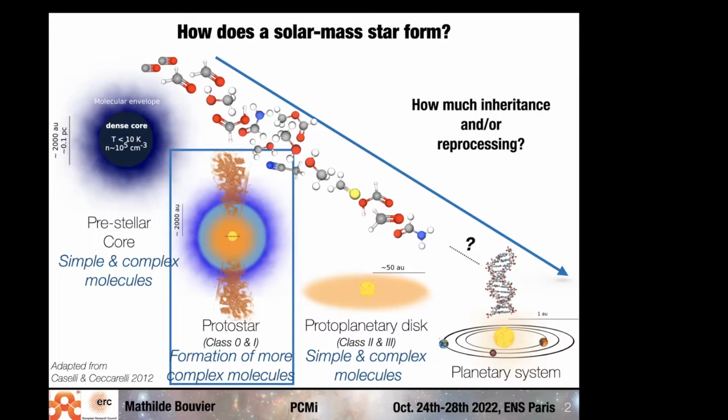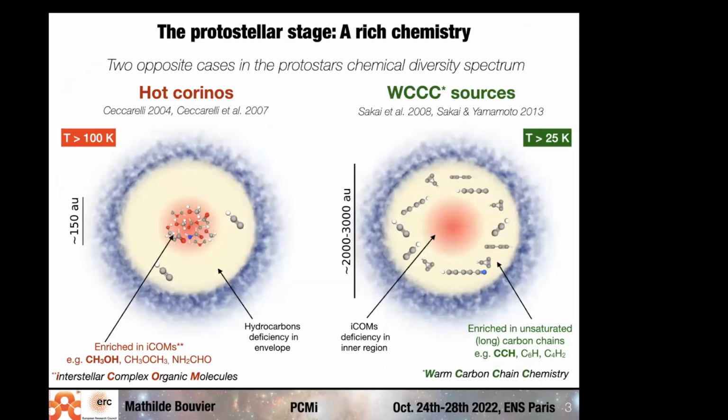So during my thesis and in this talk, I'm focusing on the protostellar stages. This is one important stage because this is where most complex molecules are formed. And in fact, this leads to a relatively rich chemistry. Not all protostars have the same chemical content. In fact, we observe two chemically distinct types of solar mass protostars.